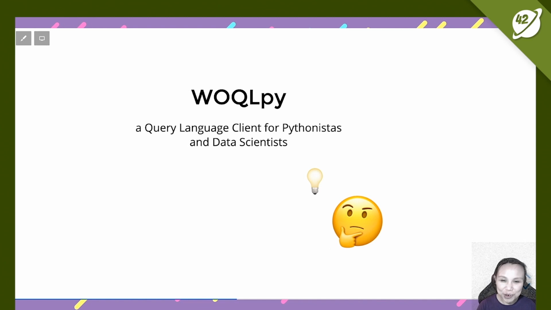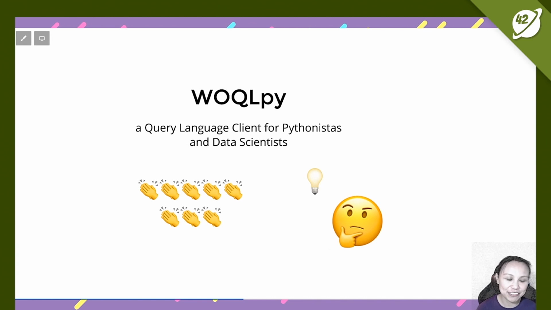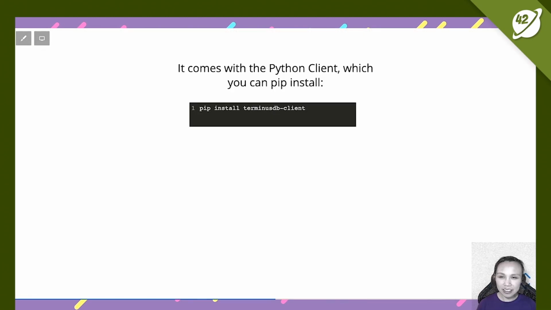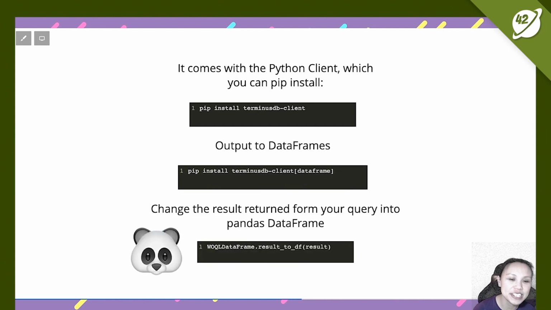So we have WOQLpy, a query language for Python users. Great. I got support from my team and everybody thought it was a good idea, so we started working on WOQLpy. So what is WOQLpy? It comes with the Python client, obviously, which you can pip install. It's released on PyPI, like all other Python libraries, and it includes multiple modules.